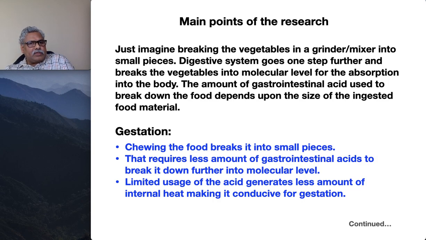So a lesser amount of acid, when it breaks down food, generates heat, right? That heat in the stomach, because it's a small amount of heat, and the uterus is next to the stomach, makes it conducive for keeping the embryo, the fetus, for a longer period of time. So that's why those species which were chewing the food into small pieces ended up adopting gestation.